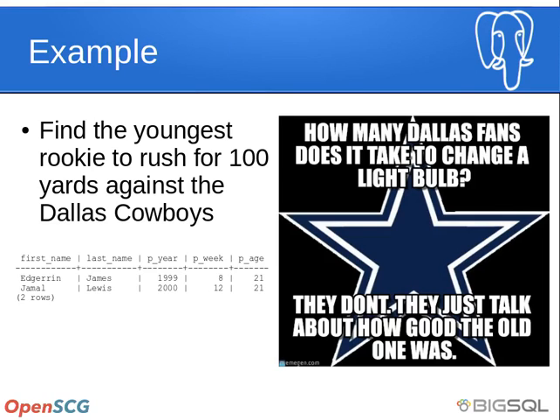But you have this simple problem of the manager comes along and says, find the youngest rookie. And when I had to do this talk over in St. Petersburg, Russia, I had to describe what a rookie was. It's the first year that they're playing. Youngest rookie to rush for 100 yards against the Dallas Cowboys. Right? You run that, and I have picked some data out of the NFL stuff that went back from the mid-90s to about 2010, 2011, and Edgerrin James and Jamal Lewis popped up, that they were both 21 years old when they did it.